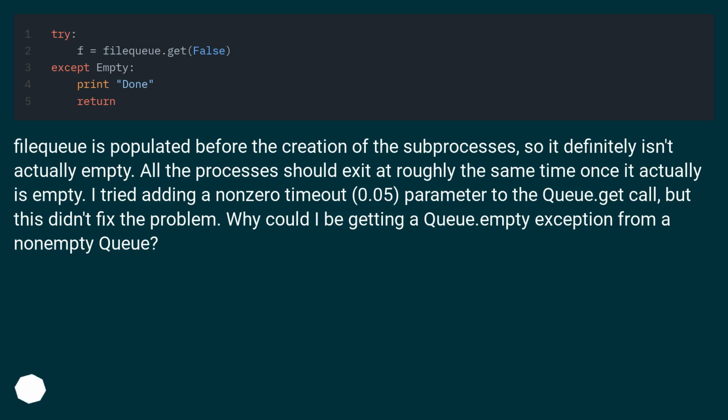The file queue is populated before the creation of the subprocesses, so it definitely isn't actually empty. All the processes should exit at roughly the same time once it actually is empty. I tried adding a non-zero timeout, 0.05, parameter to the queue.get call, but this didn't fix the problem. Why could I be getting a queue.Empty exception from a nonempty queue?